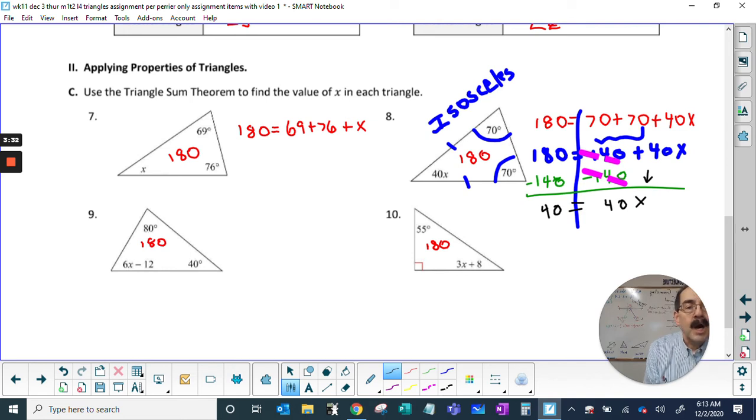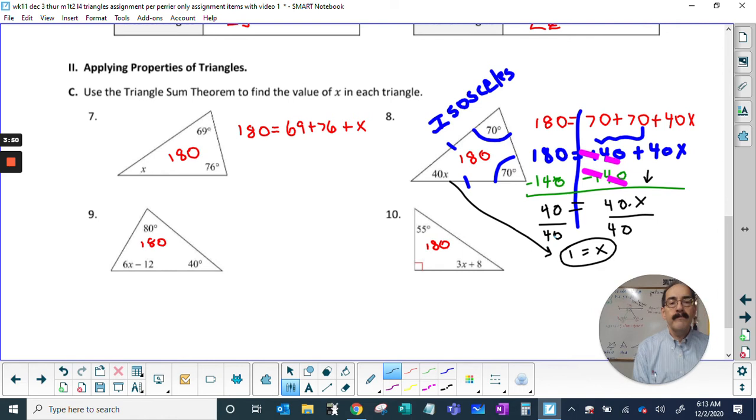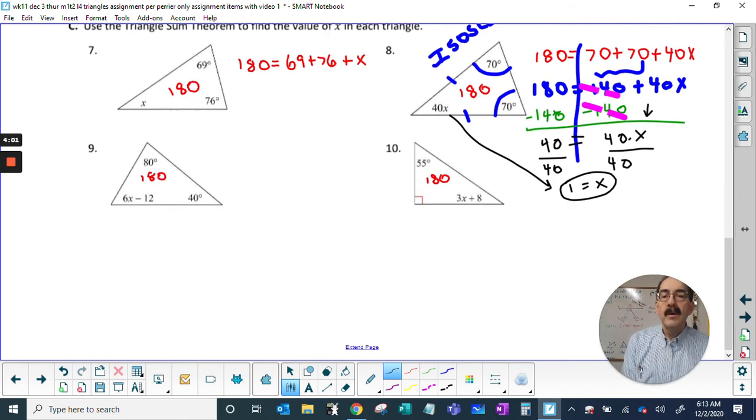Now, what's the opposite of multiply? Opposite of multiply. Divide. Divide both sides by 40, and x equals 1. Okay, that x equals 1. Okay, all right, let's do another one. We can set this one up.